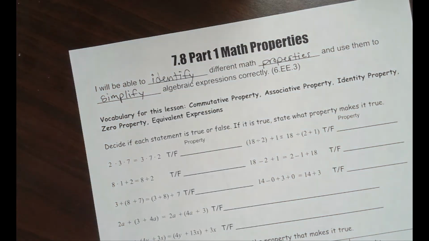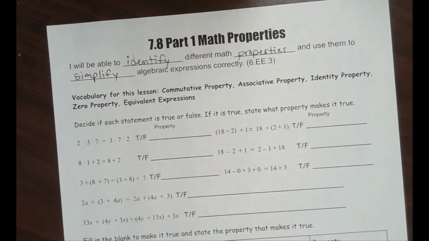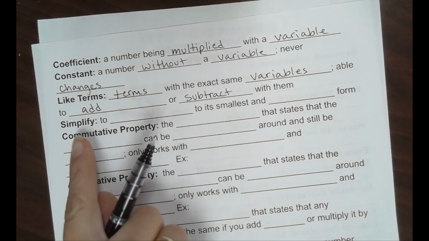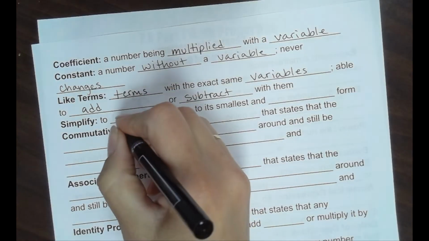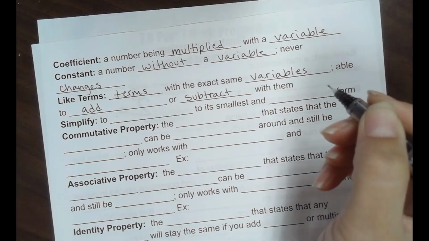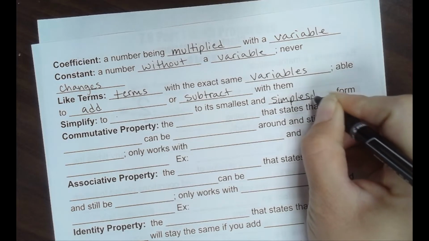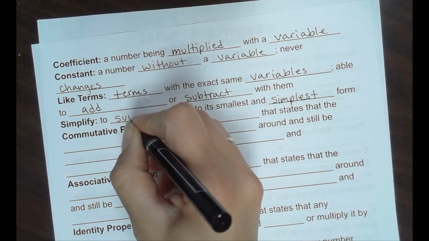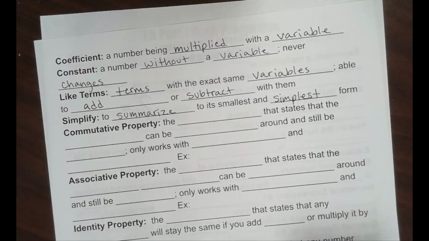So we've got a few that we are going to write down. Please get out your second vocabulary page for chapter 7. The first thing we're going to do is write to simplify. To simplify an expression is to minimize it to its smallest and simplest form.